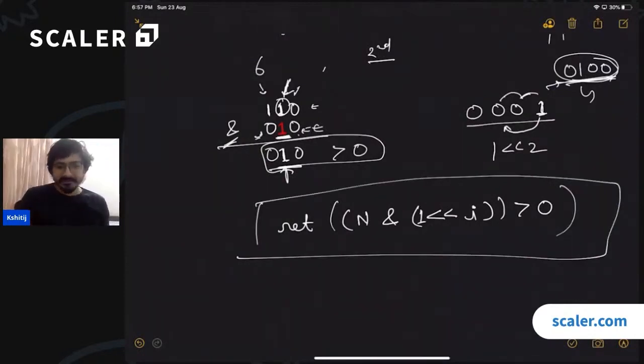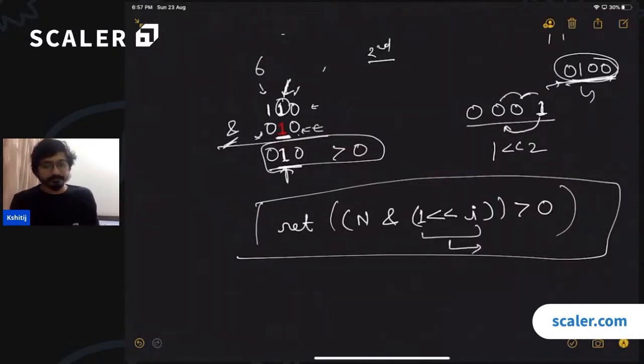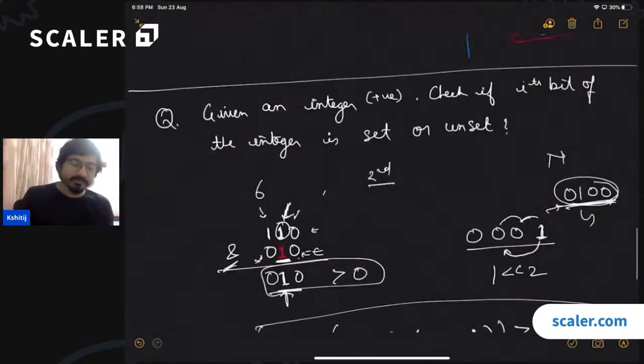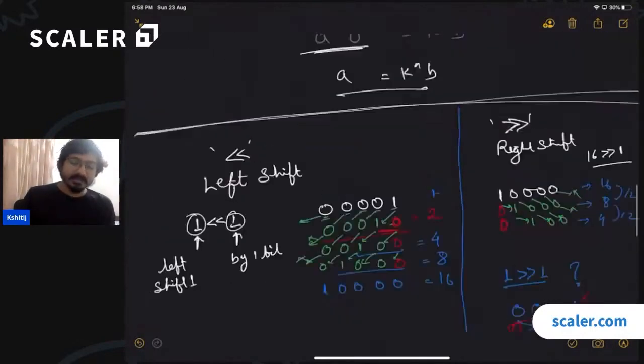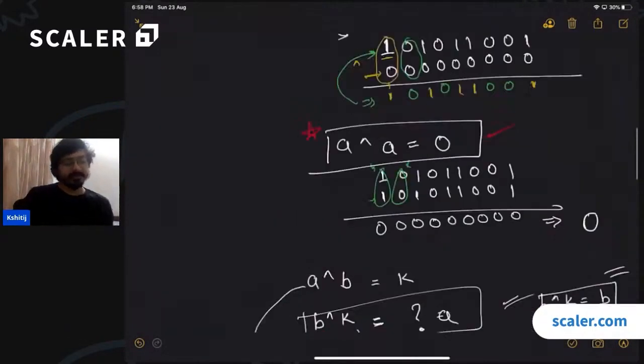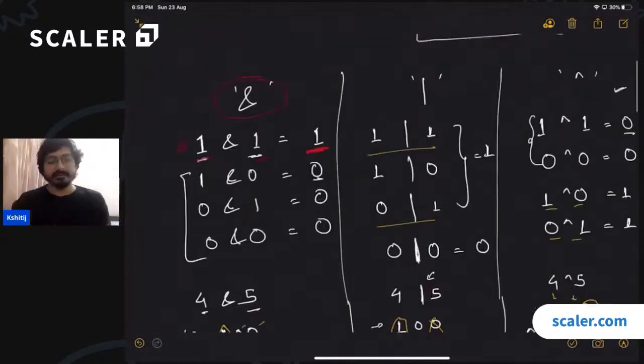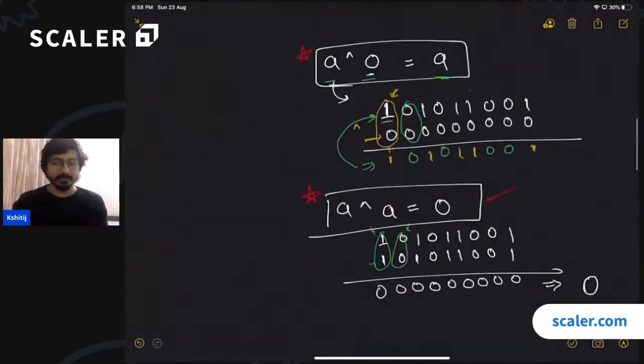Now there can be other ways as well, because this number is nothing but 2 raised to power i. So you can also calculate 2 raised to power i, and then that can also be used, but this is going to be more optimized. Can we use other bit operators as well? Yes, you can definitely use them, but this is the easiest. Based on the properties of other bit operators, you can also figure out a different way to do the same thing.